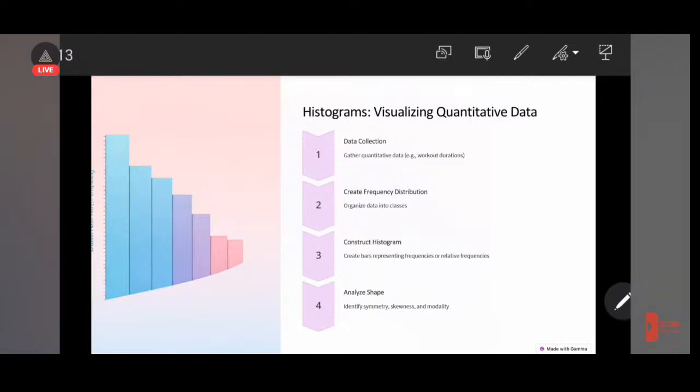Secondly, you create the frequency distribution. This is done by organizing your data into classes. And thirdly, construct the histogram. And lastly, analyze the shape. How do we analyze the shape? After the histogram has been constructed, how do you analyze the shape?